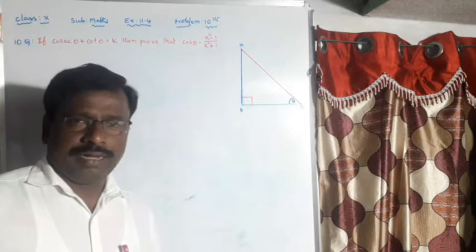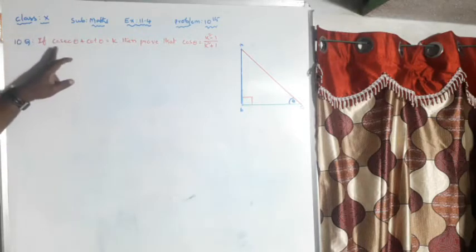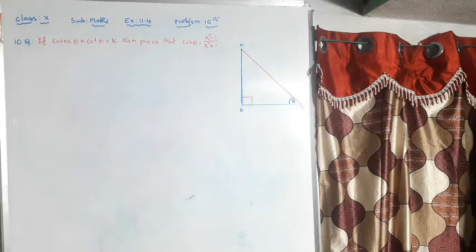Hi children, I am going to teach one problem from trigonometry for 10th class. If cosec theta plus cot theta is equal to k, then prove that cos theta is equal to k square minus 1 by k square plus 1.